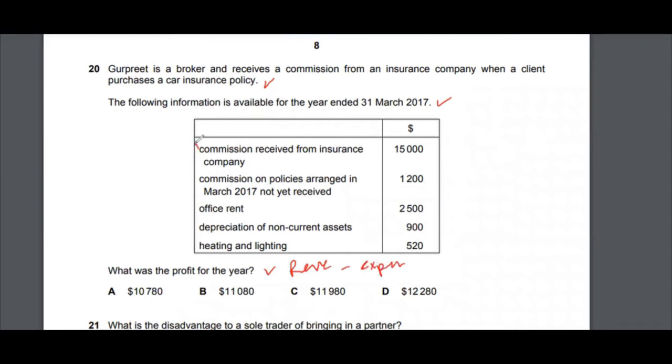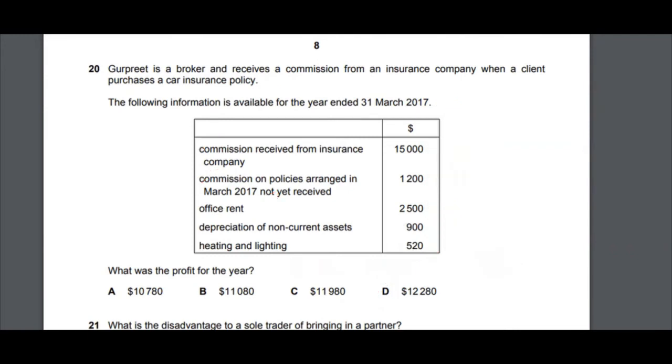So if you look at commission received, this is revenue. Commission on policies arranged, which is not yet received, but if you follow the accruals principle, this will still be a revenue. So this is revenue, this is revenue, this is expenses, this is expenses, this is expenses. So take the total revenue, take the total expenses, and then you will get the total profit, right? If you do the maths, you will actually get the right number here following the rationale, but for the sake of giving you the answer, the correct answer to multiple choice 20 is going to be option D, which is $12,280.